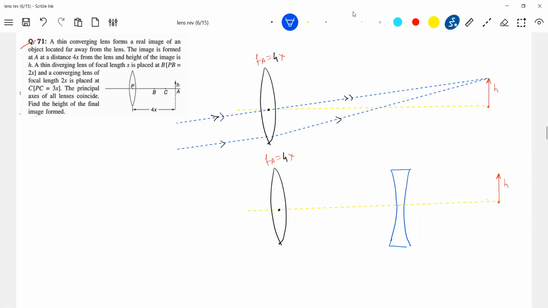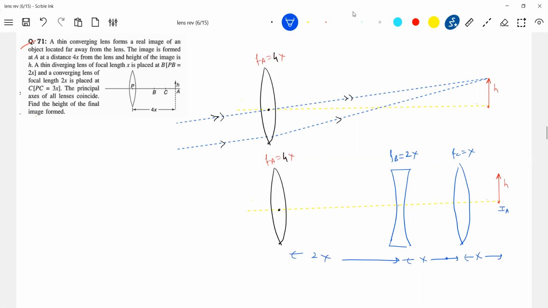Next again, a focal length. Let me call this length B. 2x focal length, and next is the converging lens at a distance. Okay, get into the problem now. 2x, x, and this is x. This will become IA. Call this IA, where the image will be formed.